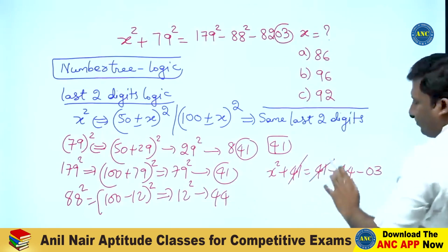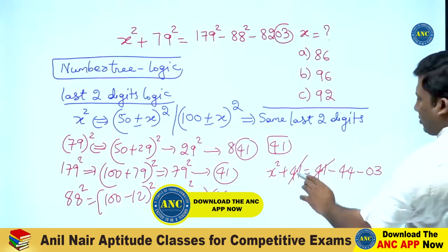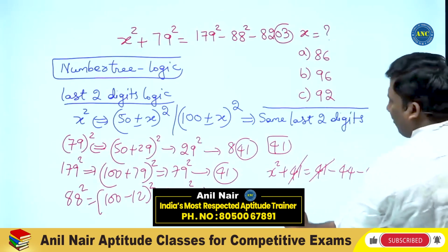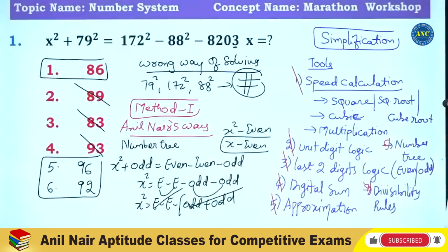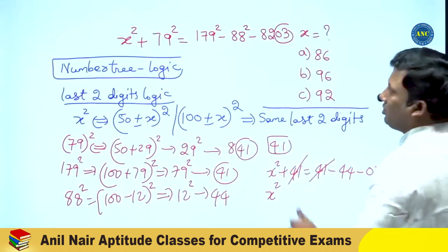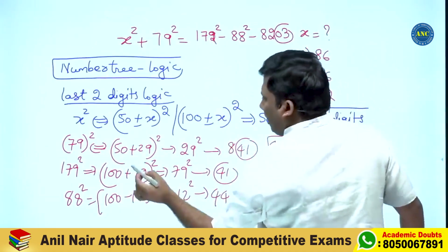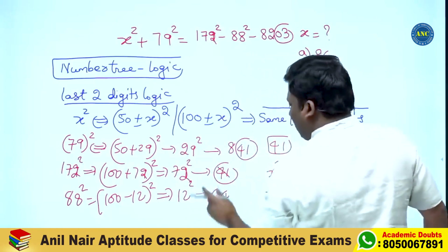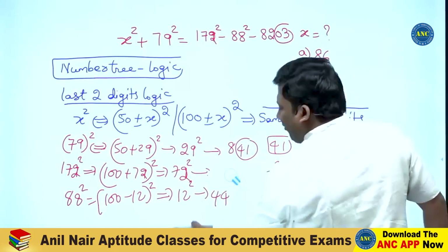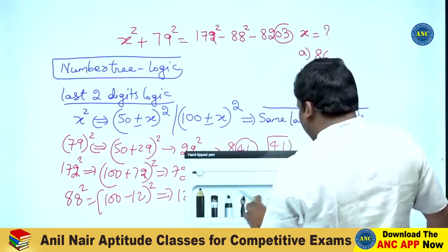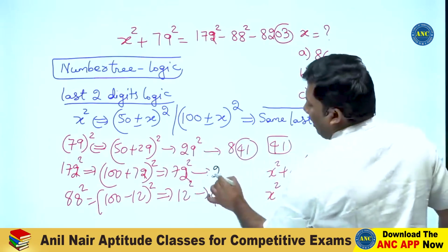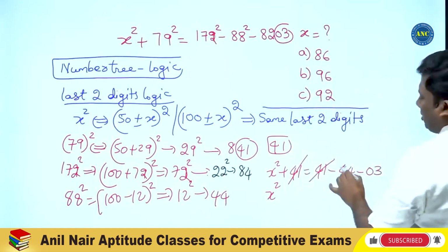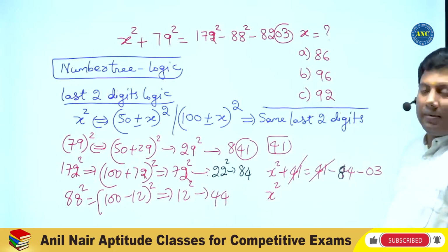So x square is equivalent to 41 and 41. I hope that is the same problem, right? x square plus 172 square. It is 172, I took it as 179. 72 square, so 72 square is 50 plus 22 square. In a hurry, don't make this kind of mistake. 22 square is 484, so this will be 84. I hope it is clear.